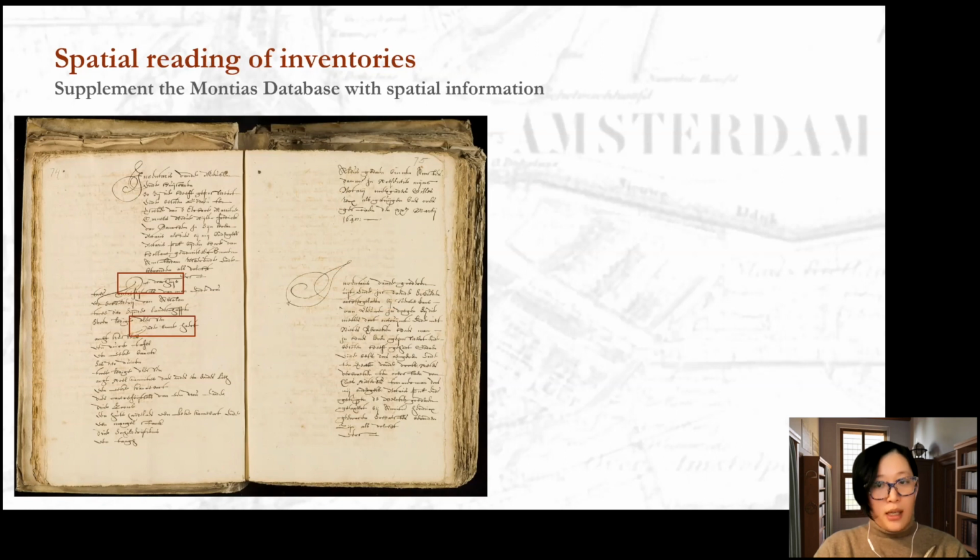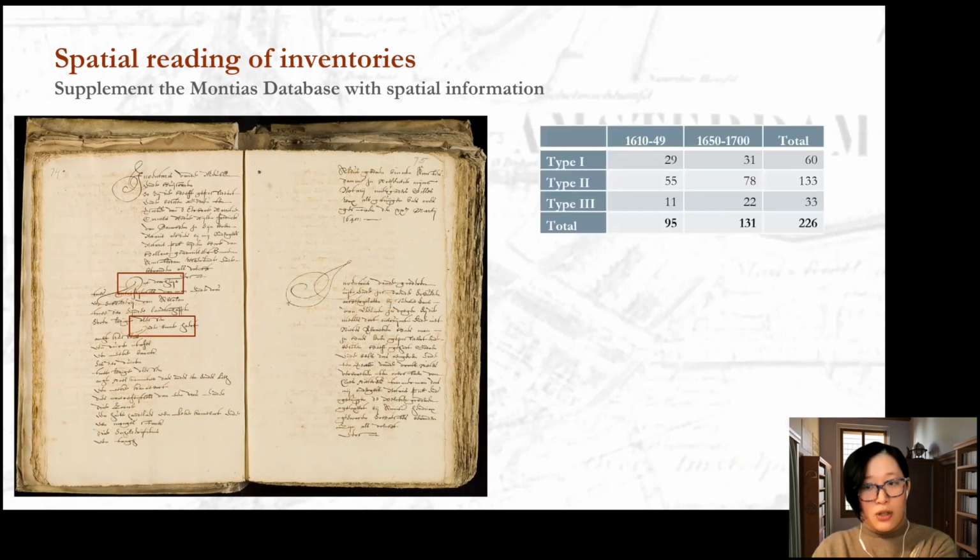The spatial reading approach pays special attention to the rooms and locations mentioned in the inventories. According to the sequence of rooms registered, it is possible to reconstruct the structure of the house. For this research, I assembled over 200 inventories of Amsterdam houses from the Montias database and beyond, which assigned the objects to specific rooms, and then connected them to the original sources in the archive.